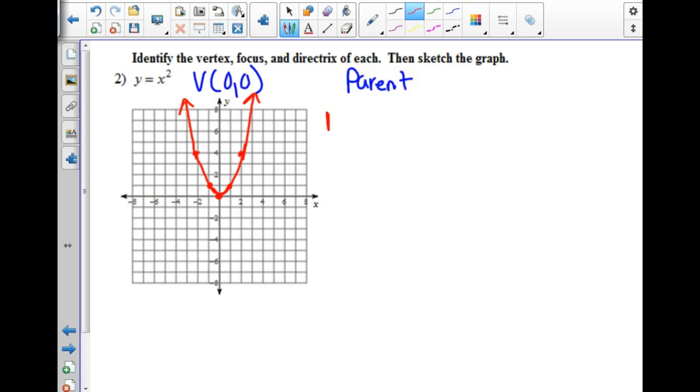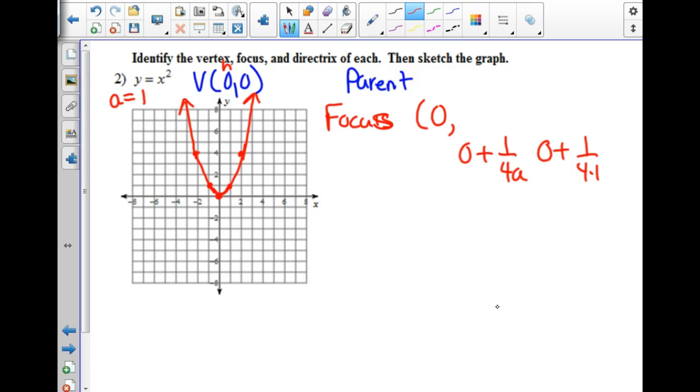Now I'm going to find the focus. First you want to identify the a value. In this case, it's 1. It's the coefficient of the x squared term. The focus takes your vertex, which was (0, 0), and it only changes the k part. So the h part is 0. The k part, you take 0 plus 1 over 4a. What is a? Well, it's 1. So it'd be 0 plus 1 over 4 times 1. That's 0 plus a fourth, so it's just (0, 1/4) for your focus.